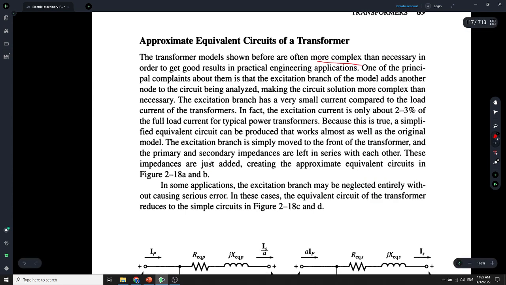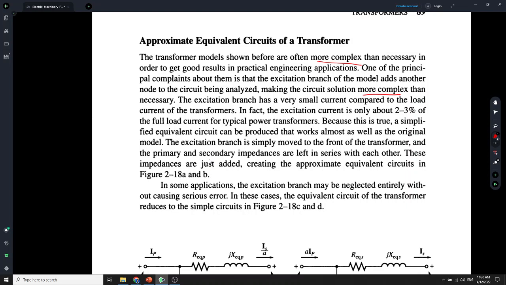They say it's more complex with the junction. One of the principal complaints about them is that the excitation branch adds another node to the circuit being analyzed. So it becomes more complex and difficult to analyze. You need to do the parallel things, or maybe you need to use Thevenin. So very complex.